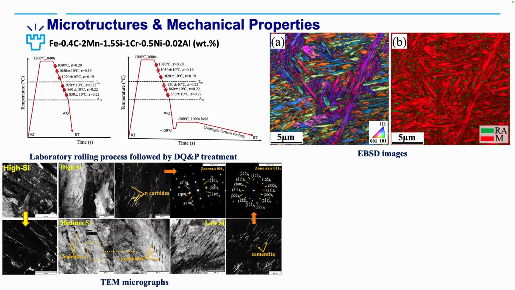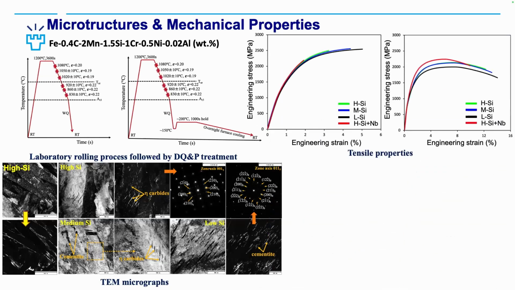Other than this retained austenite, we also notice the existence of different types of carbides. For example, in low silicon steel, we have mostly cementite precipitation, whereas in high silicon steel, we have only transition carbide, that is Fe2C called eta carbide. So what is silicon actually doing? Silicon is not actually preventing the carbide formation, but it is delaying the transformation from transition carbide to cementite formation.